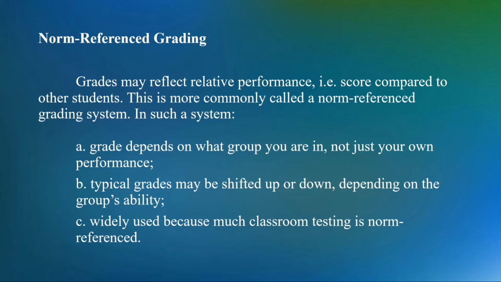Norm reference grading. Grades may reflect relative performance. For example, a score compared to other students. This is more commonly called a norm reference grading system. In such a system, first, grade depends on what group you are in, not just on your own performance. Second, typical grades may be shifted up or down depending on the group's ability. Third, widely used because much classroom testing is norm referenced.